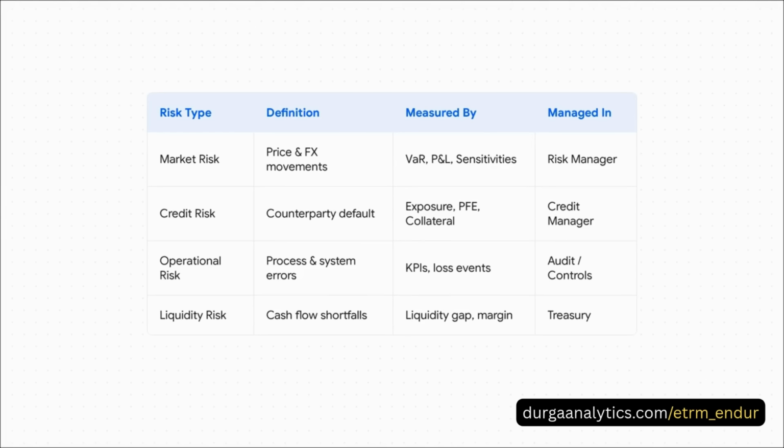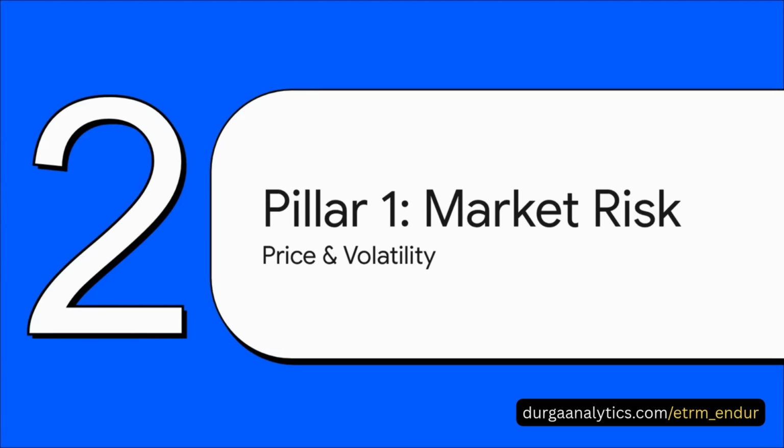This table is basically our cheat sheet for today. It lays out our 4 pillars perfectly. You can see each one has its own definition, its own special way of being measured, things like VAR or PFE, and critically, its own home inside Endur's different modules. This structure is the absolute blueprint for getting risk under control. So let's kick things off with pillar number 1, market risk.